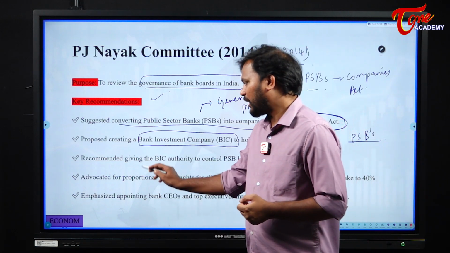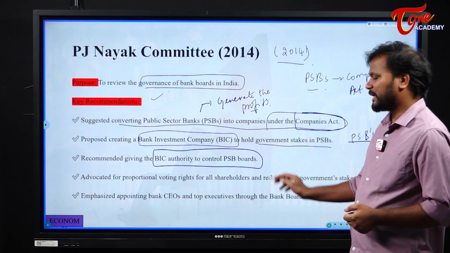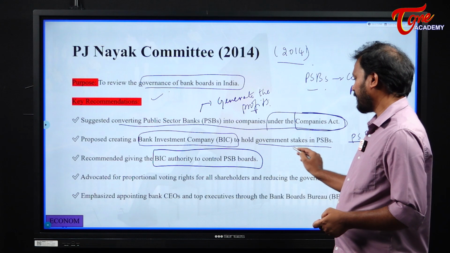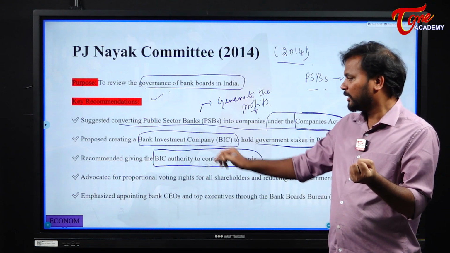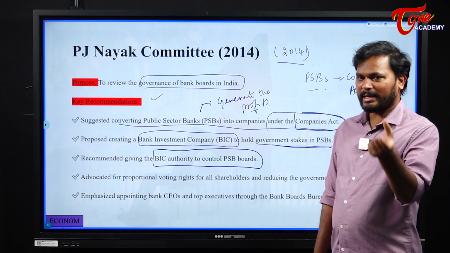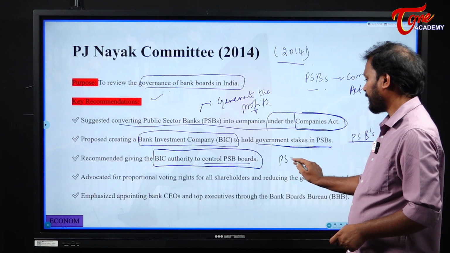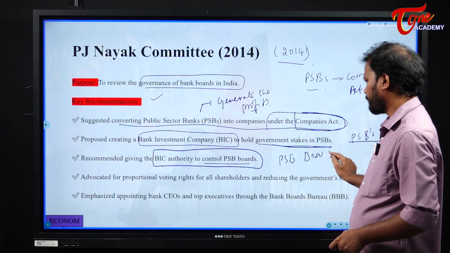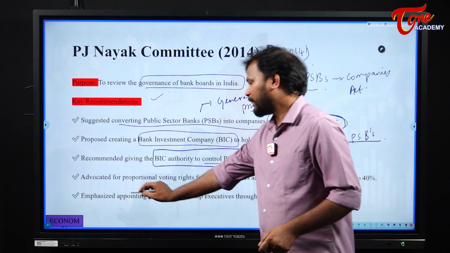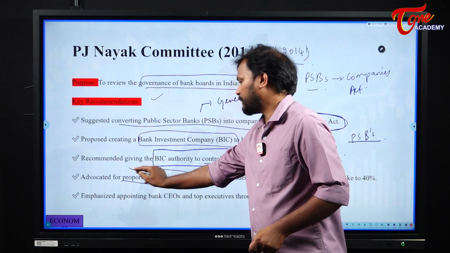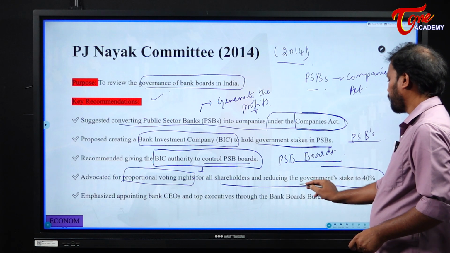As a consequence, the bank investment company will have the authority to control the PSB boards, because when the government has the highest stake, obviously that stake is held by the bank investment company, and they will be given the authority to control the public sector bank boards. Clear? And it also advocated proportional voting rights for all shareholders and reducing the government stake to 40%.